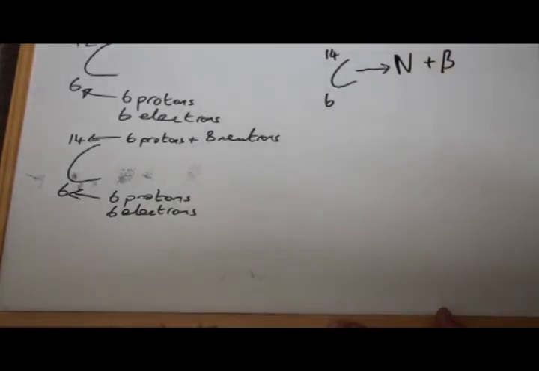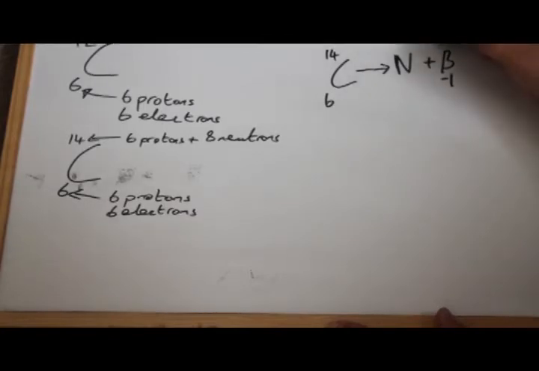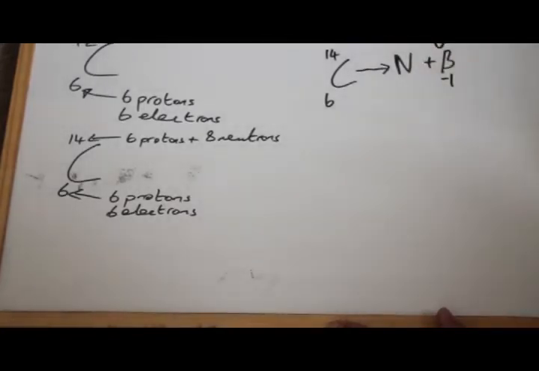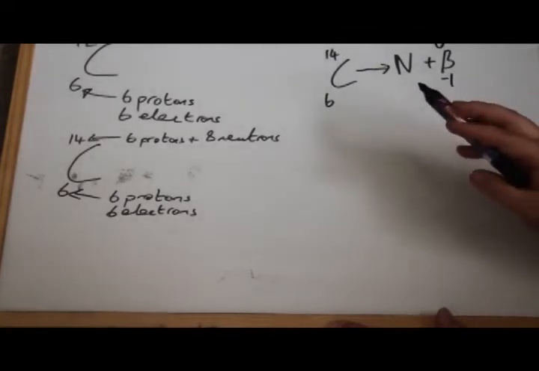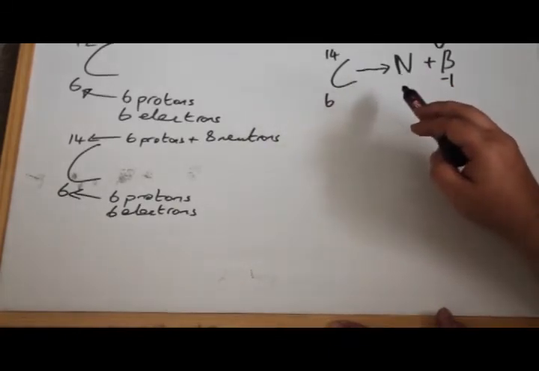Now, we know that a beta particle is an electron, we talked about that earlier, so it has a charge of -1 and it has a mass of very nearly 0. So make it 0 for these sorts of calculations. Now, if we treat that arrow like an equal sign, we see that 6 is going to be equal to something -1.